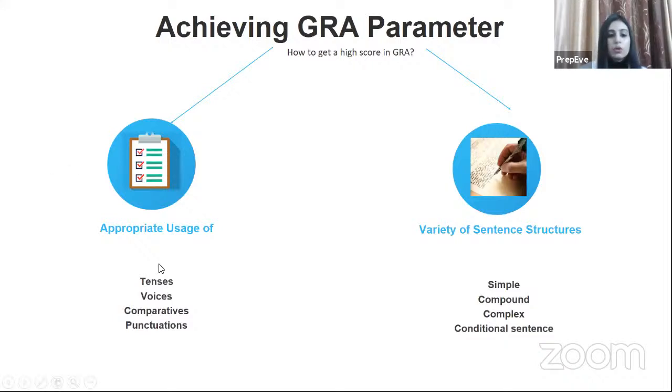Okay, so if you're making errors with your tenses, then just focus on your tenses. If you're making errors with articles, just focus on articles and try to improve them. Don't try to learn everything. Okay, so this is about your parameters. Any doubts here?